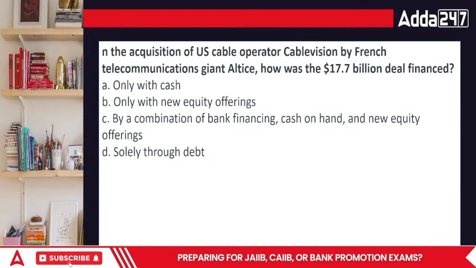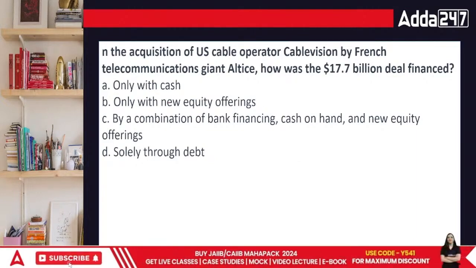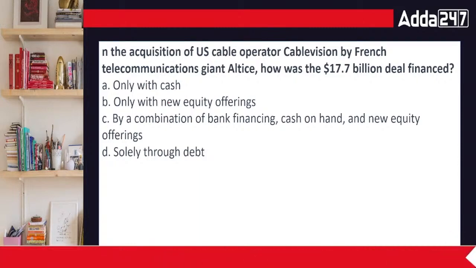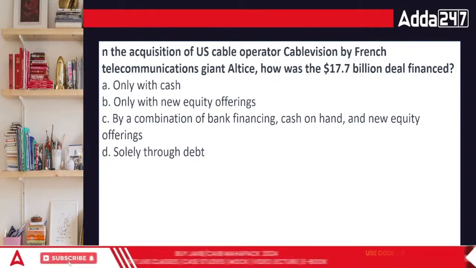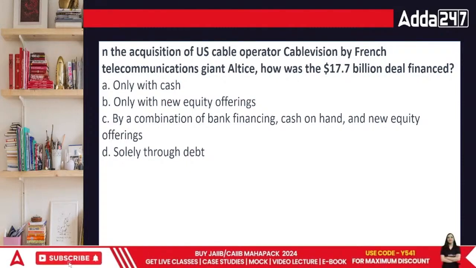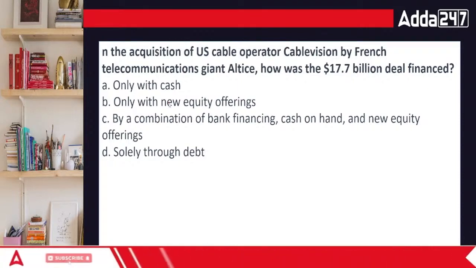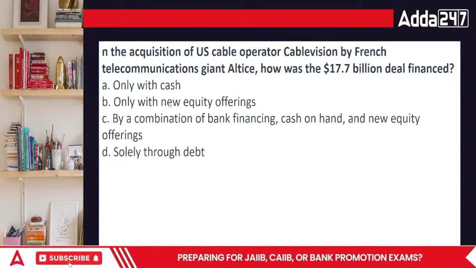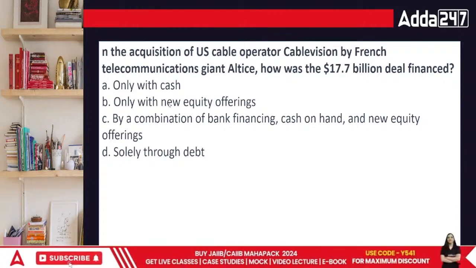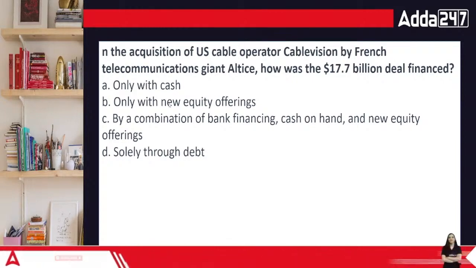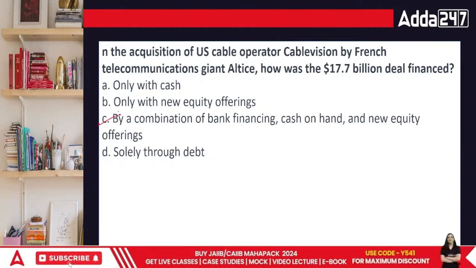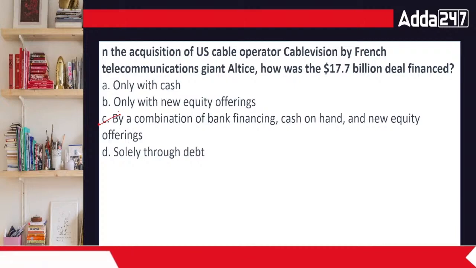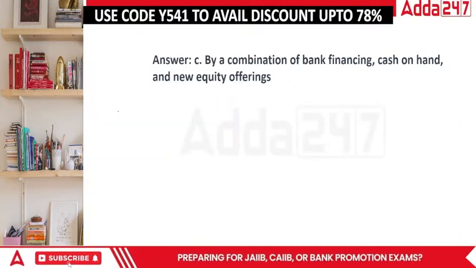In the acquisition of US cable operator Cablevision by French telecommunication giant Altice, how was the 17.7 billion deal financed? This is more or less a question which is based upon the example which is given in the book. In this case, what was the correct answer? The correct answer was actually C: by any combination of bank financing, cash on hand, or new equity offerings. Any of these would do. Okay?